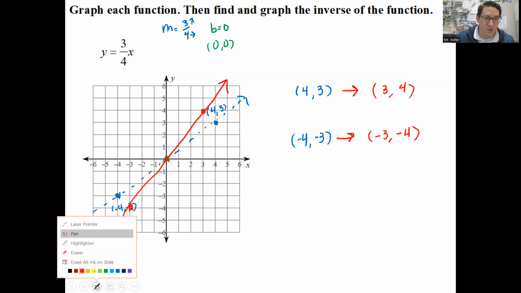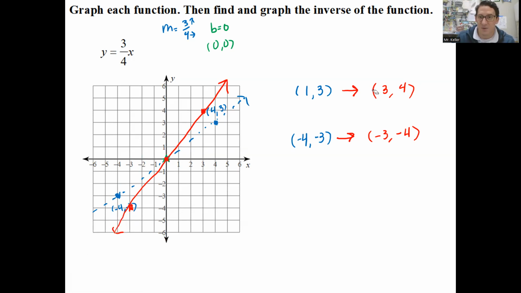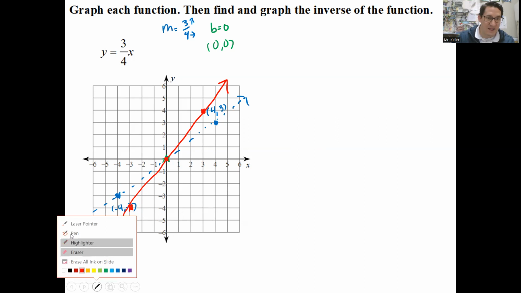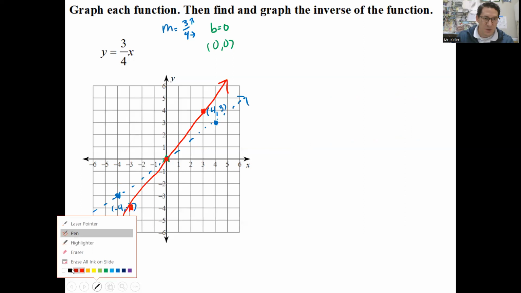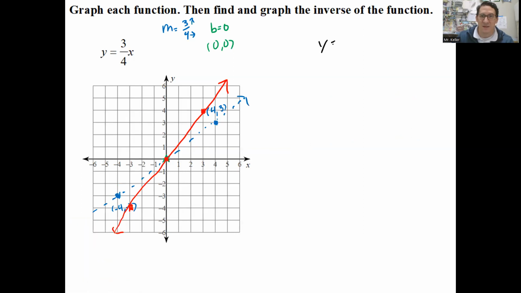What I do want you to do, part of the assignment, is practice finding the inverse, solving the inverse. So real quick, find the inverse of the function. And so here we go. Y is equal to 3/4 x. To solve this one, to find the inverse, I'm going to multiply both sides by 4 first. Times 4, divide by 4, cancel out there.